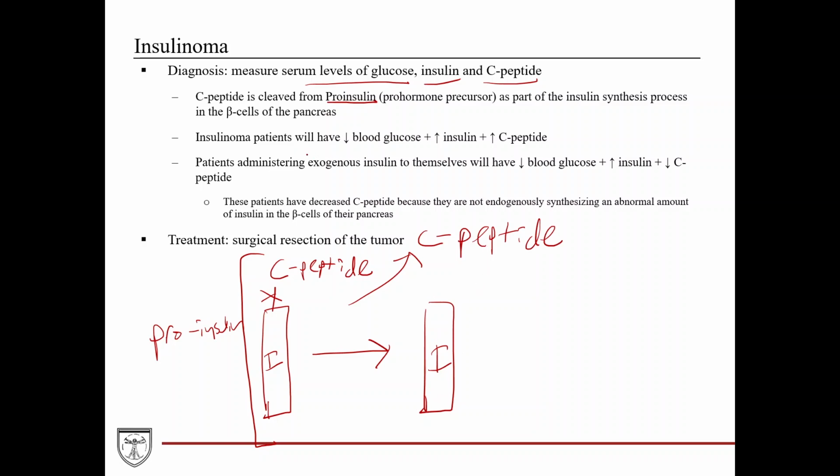So patients with insulinomas, they're going to have low blood glucose due to high insulin levels and high C-peptide levels. The reason for that is because they are synthesizing an abnormally high amount of insulin as part of the insulin process. As you secrete more insulin, you're going to cleave off more C-peptide.